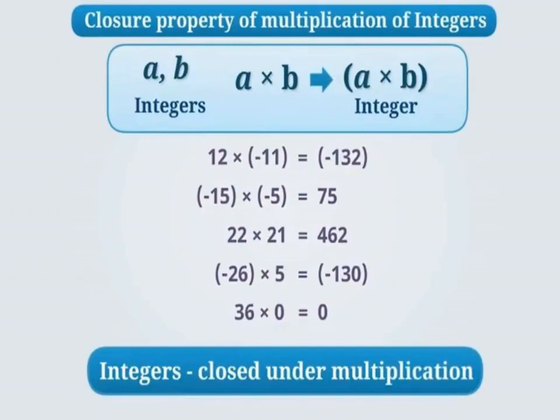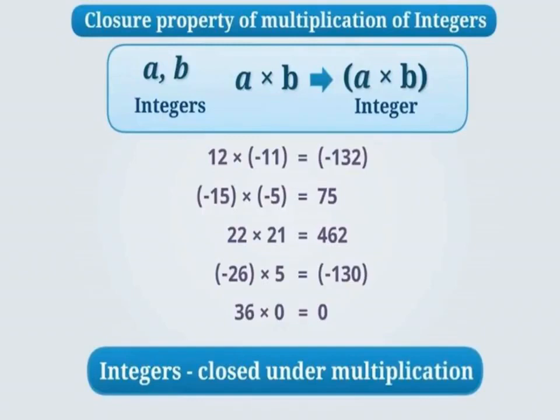Now we'll check another example. Minus 15 into minus 5. Minus into minus, the same signs of integers, so the resulting product is positive. Then we will get positive 75. 75 is also an integer. Suppose we take 22 and 21. Same signs, so the resulting product is also positive. What is that result? 462.